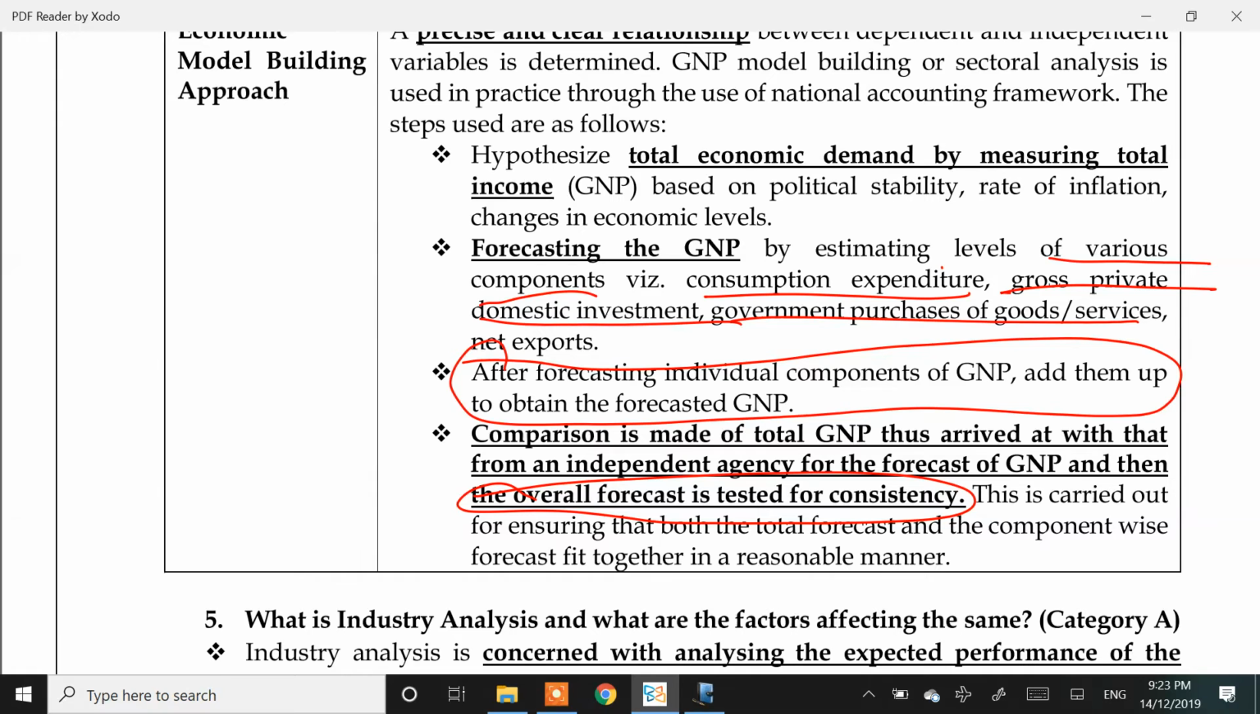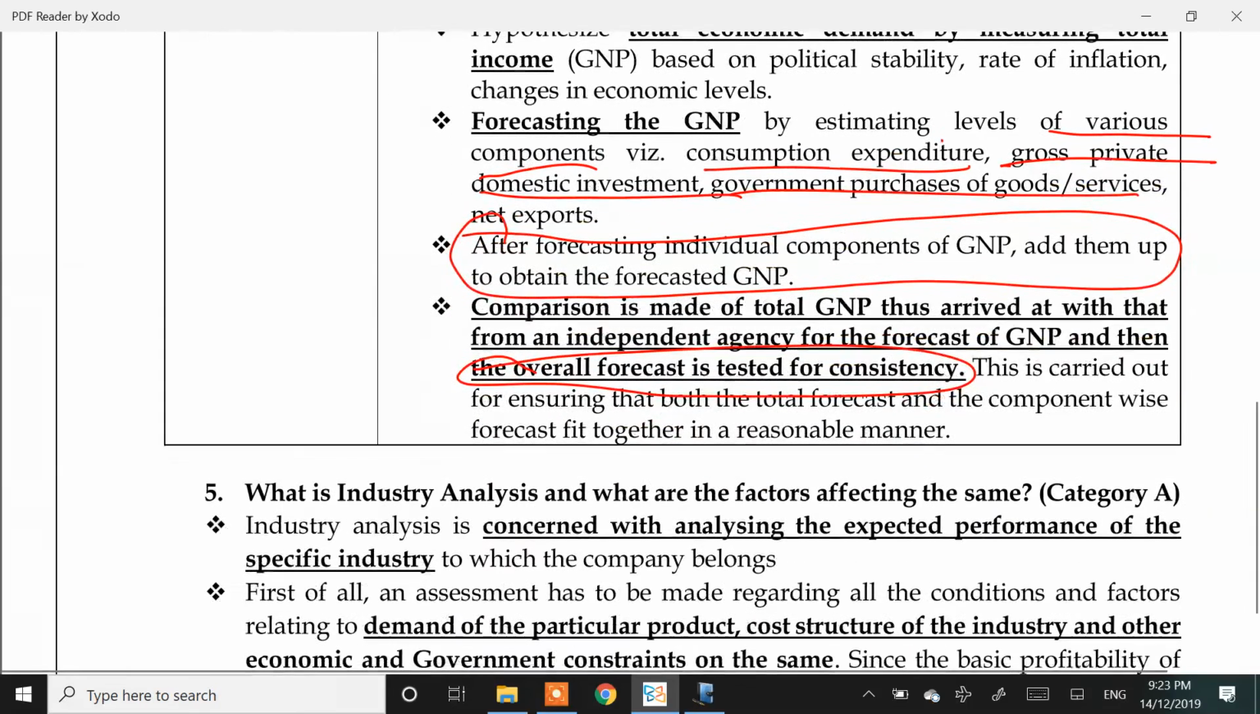Next is industry analysis. So first we have focused on economic analysis. Now we are going to focus on the industry analysis. Now, what is industry analysis? You are basically concerned with analyzing what is going to be the expected performance of that specific industry. So analyzing the expected performance of the specific industry to which the company belongs.